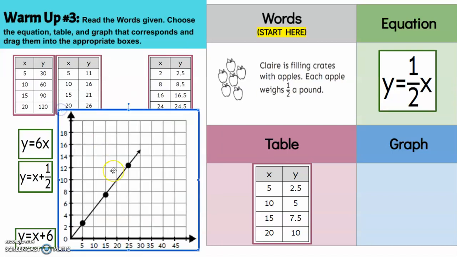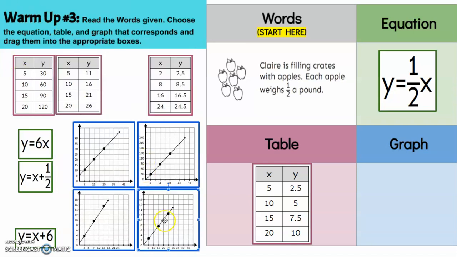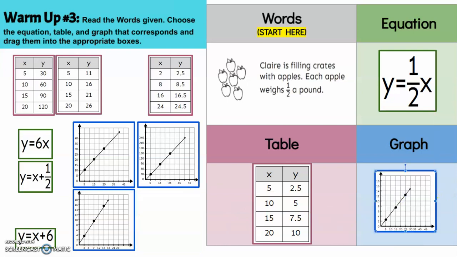Last but not least, let's hope this works since none of the rest did. Okay, 5. Oh, that could be 5, 2.5. 10, 5. Yeah, the line is going through 10, 5. 15. Yeah, that could be 7.5. 20, 10. Okay, we found it. So the last graph goes there. When you're done watching this video, make sure you get these answers on your warm-up. Have a good day.